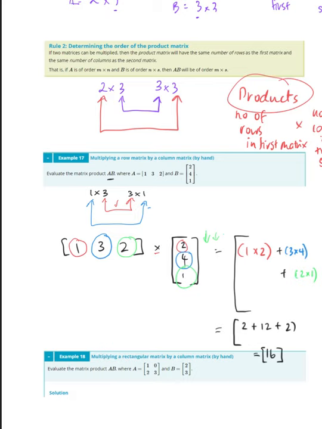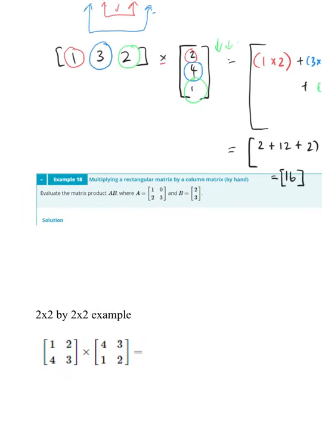Now, of course, you can do this in your calculator as well, but there will be some instances where you have the answer and you have to work backwards. So you do need to know how the multiplication works. Let's try a more difficult one.